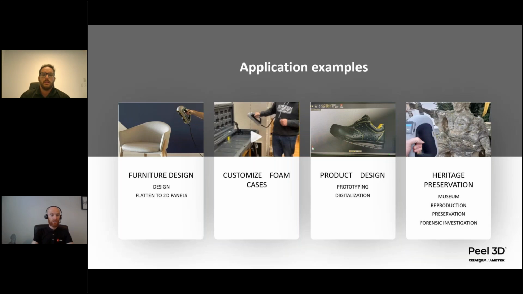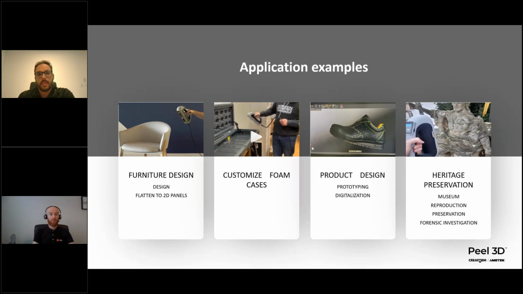Design-wise, within the software, we can create a scan and then flatten that scan to create a 2D version of that to wrap around something. So good for furniture design, for upholstery, also for things like graphics and vinyls.